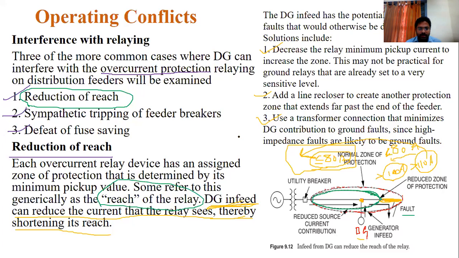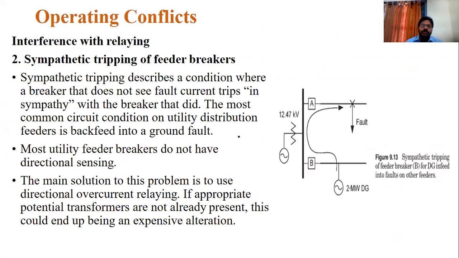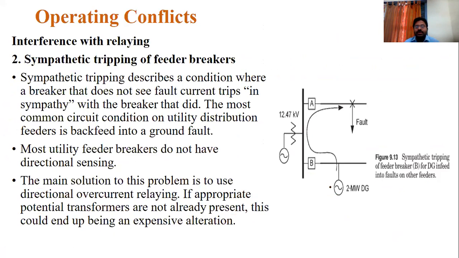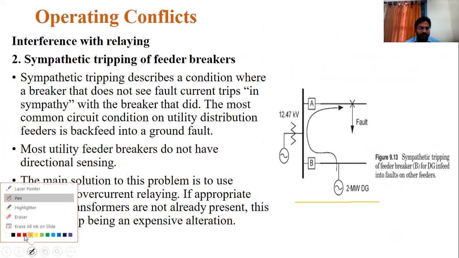Okay, this is the case. Now, what is the second one? Here, the first one was reduction of the reach. What is the second one? Sympathetic tripping of feeder breakers. Feeder breakers. You can see this diagram carefully.